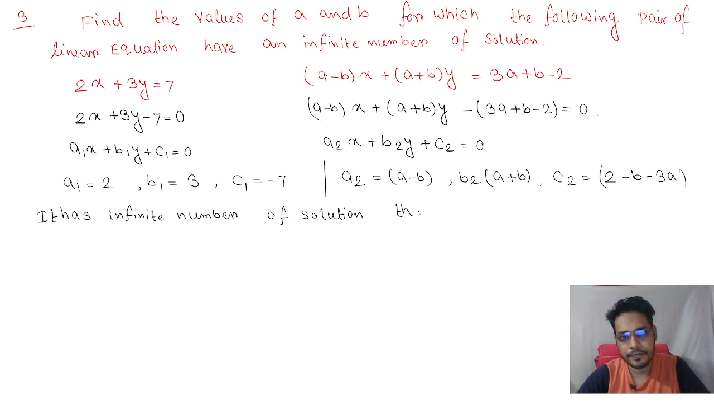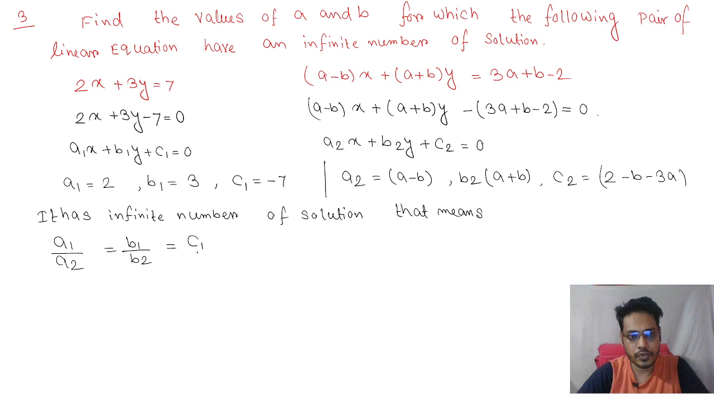That means it should be a1 by a2 equals b1 by b2 is equals to c1 by c2. Now a1 is 2, a2 is a minus b. Now b1 is 3, b2 is a plus b. Now c1 is minus 7, c2 is 2 minus b minus 3a.